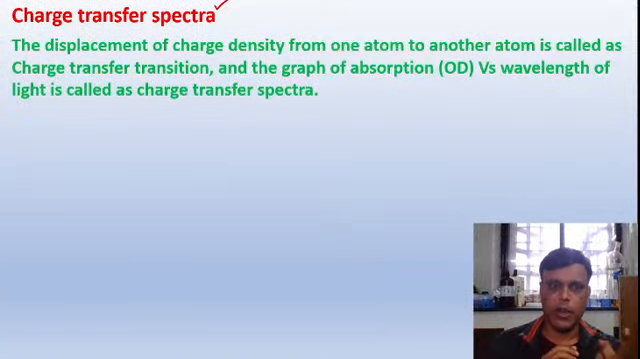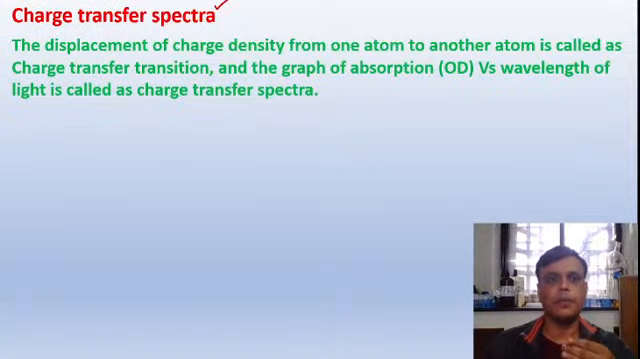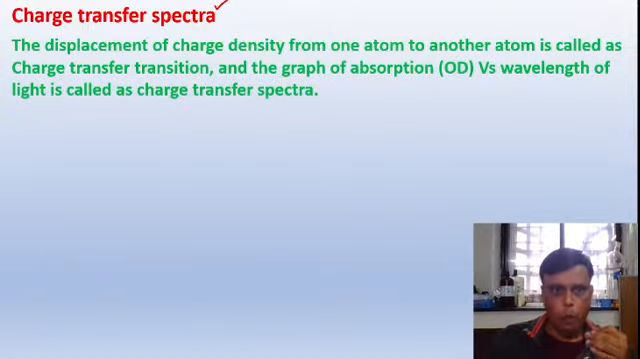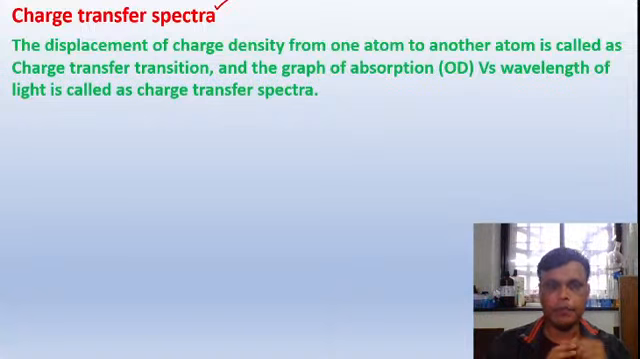For example, if only one transition is there, you will observe only one peak. If two transitions are there, then you will get two peaks in the spectra. If three transitions are there, you will get three peaks in the spectra. So this is a charge transfer spectra or charge transfer transition.